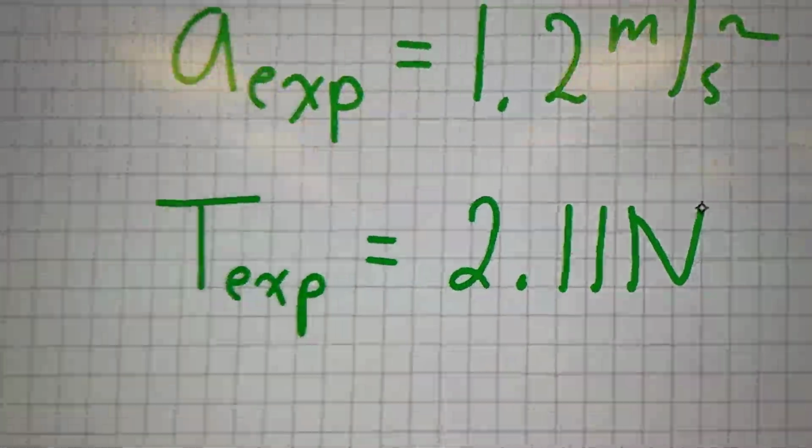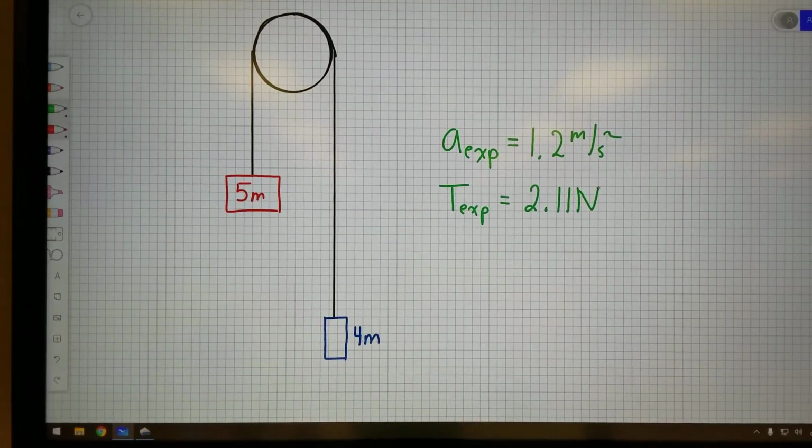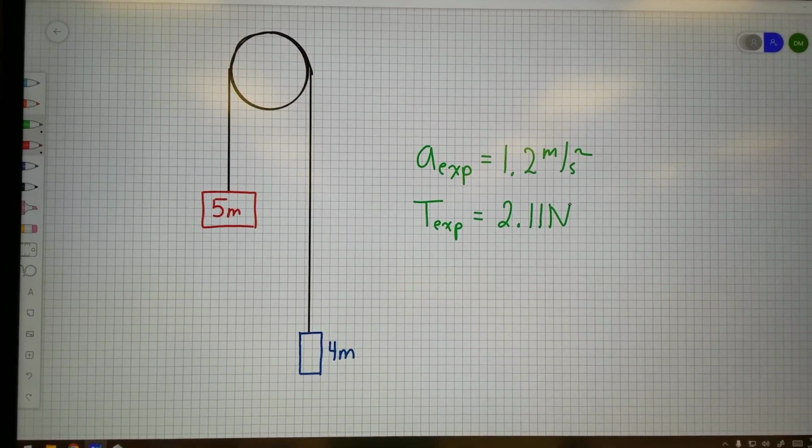So again, let's write that over here: 2.11 newtons. Okay, so after we get done working the theoretical physics, we can check to see if our numbers match. Till next time, ta-ta.